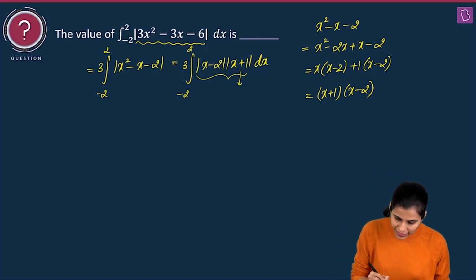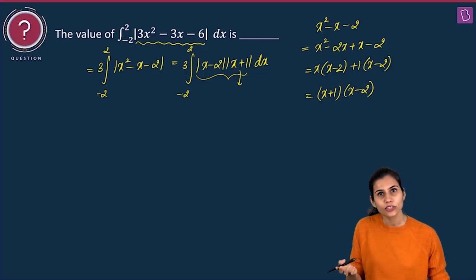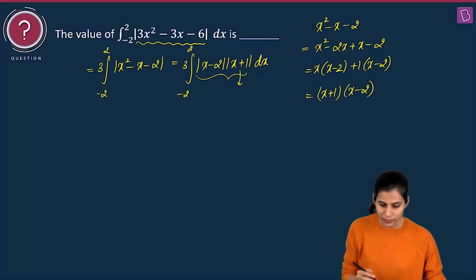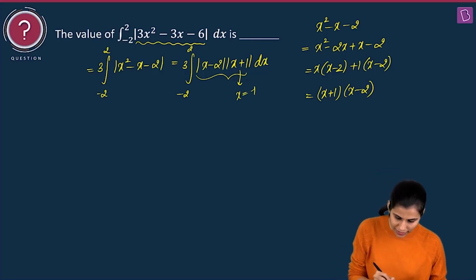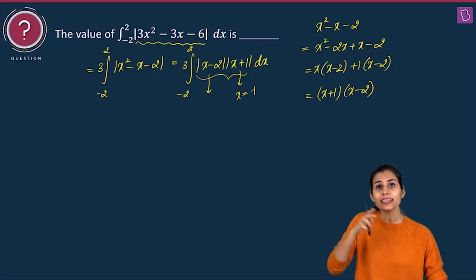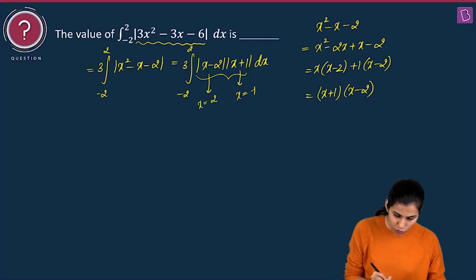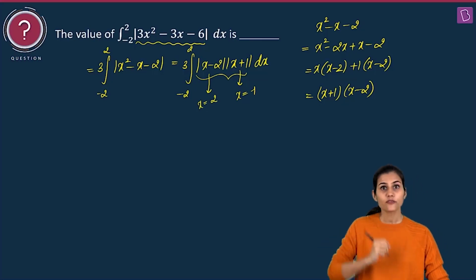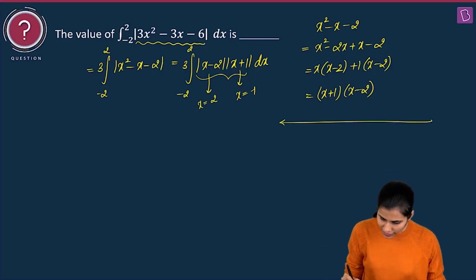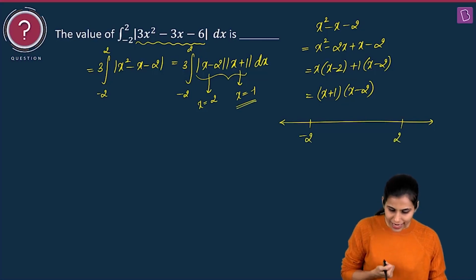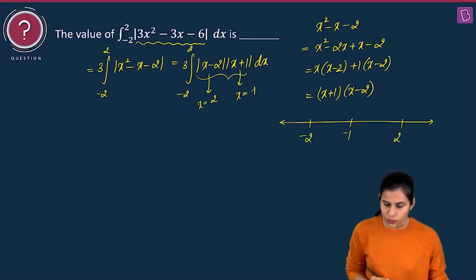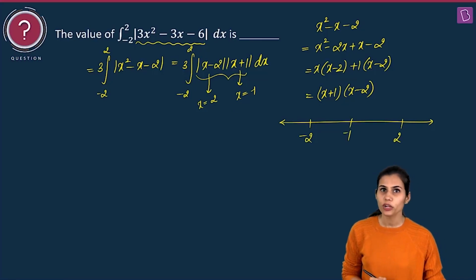Okay, so when you equate mod of x plus 1 with 0, what you get is x plus 1 equal to 0. That means x equals minus 1. And when you equate mod of x minus 2 with 0, you get x minus 2 equal to 0, giving you x equals 2. And the original limits are from minus 2 to 2. So if on the real line, I plot this as minus 2, this as 2, apart from that, I'm getting another point as minus 1. Bingo, I have got the point of split.